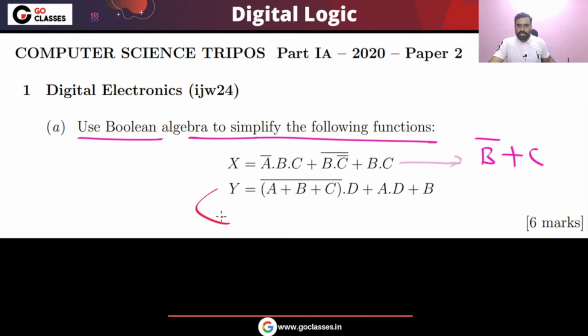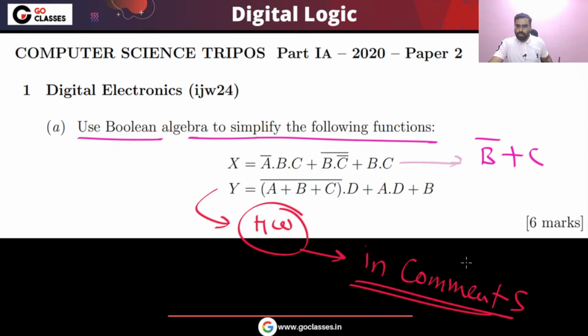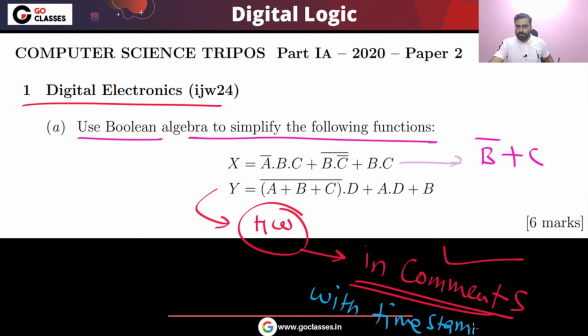And this question you can take as homework. Again, you can answer what the simplified expression is in the comments, and also put the time stamp. You can take this question as homework because we have done the previous question. Similarly, you can do the next question. Just apply the De Morgan theorem. First you apply the De Morgan law.